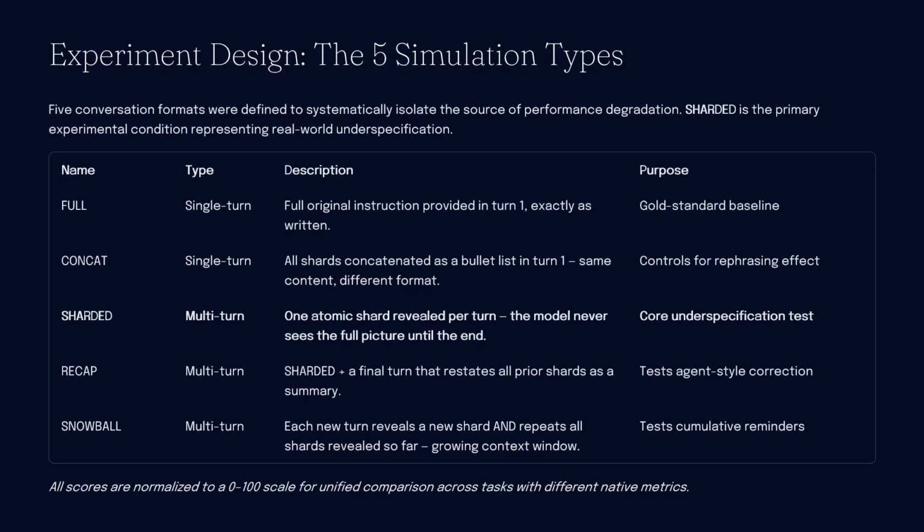5 conversation formats were tested. Full is the baseline, full instruction in 1 turn. Concat pastes all the shards as a bullet list in 1 turn. Same content, controls for rephrasing. Sharded is the core condition, one requirement per turn. The model never sees the full picture. Recap adds a final turn, restating everything. Snowball repeats all prior shards every turn. The critical comparison is always full versus sharded.